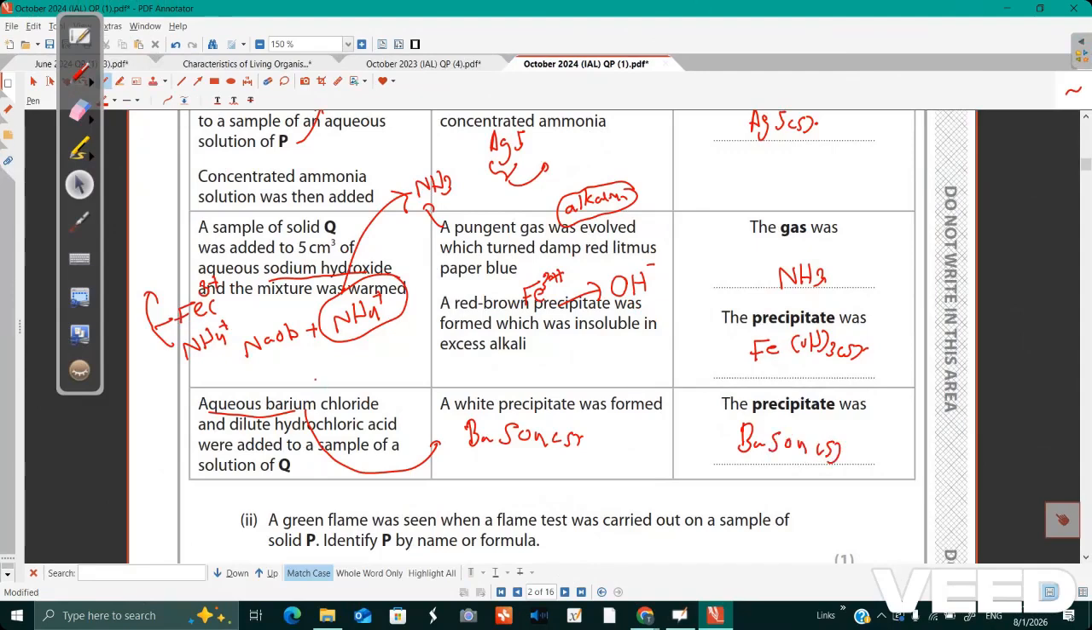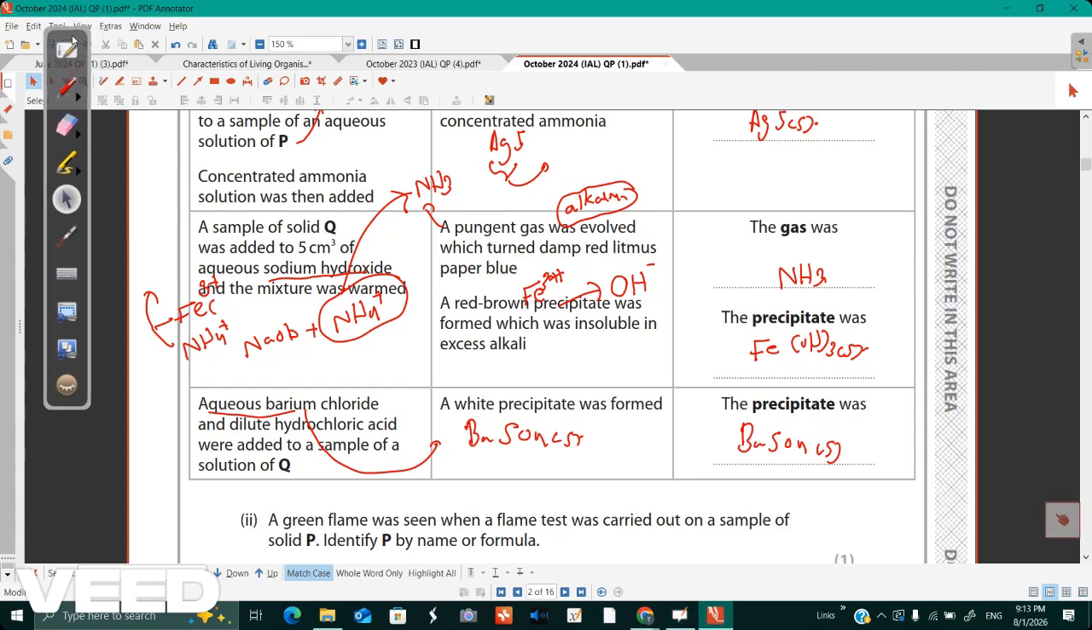With the knowledge we have, a white color precipitate is formed. This is the only option we can give with our knowledge, right? So with confidence, let's move on.